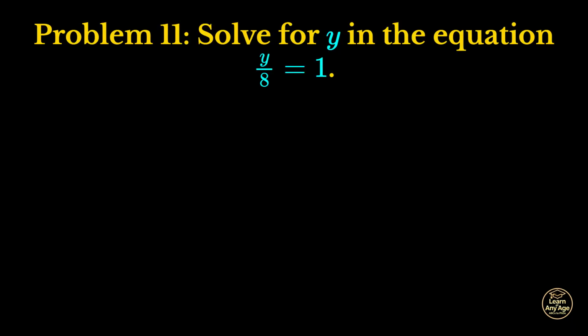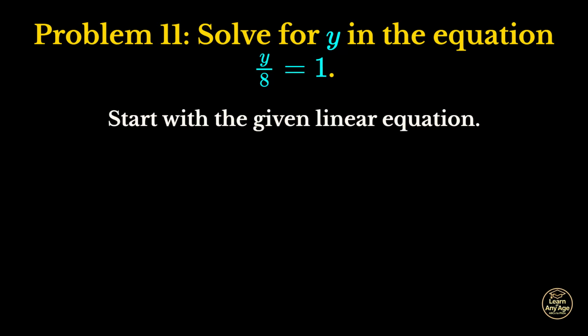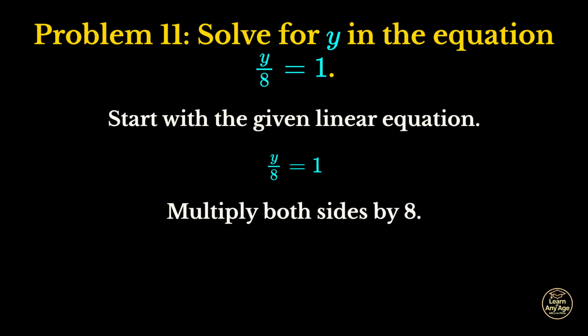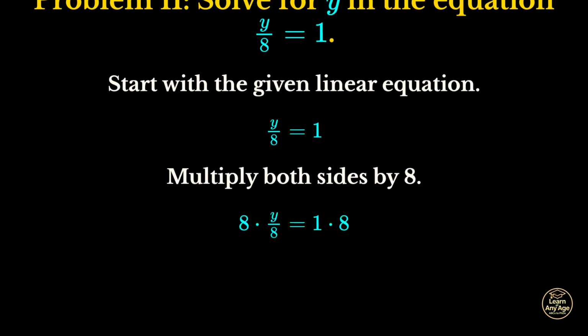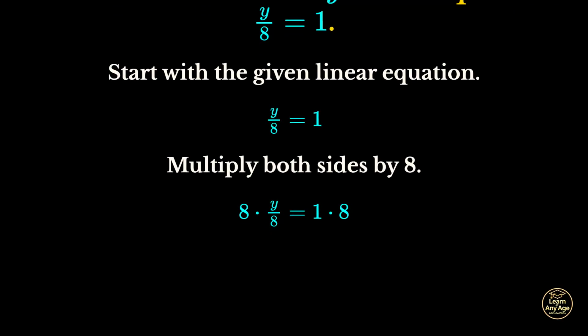Problem 11. Solve for y in the equation y over 8 equals 1. Start with the given linear equation. Y over 8 equals 1. Multiply both sides by 8. 8 times y over 8 equals 1 times 8.